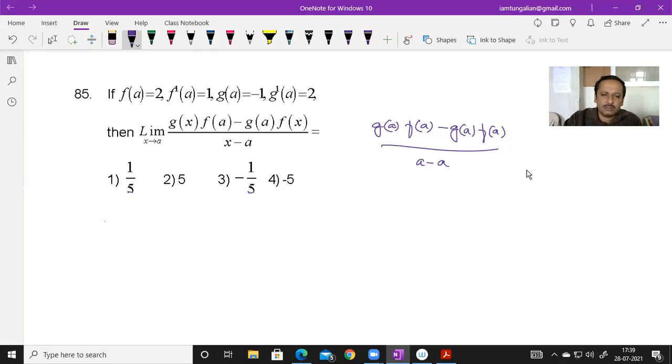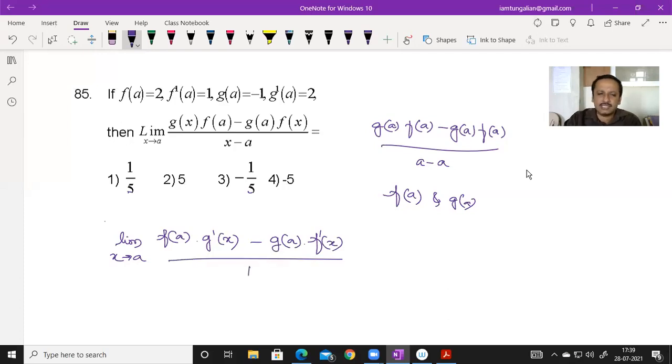So, if you are using L Hospital's rule, then this f of a and g of a are constants. F of a means the value of f of x at x is equal to a. It is a value, so it is constant. Whereas f of x, g of x, they are the functions. So this will be limit x tends to a, f of a into g dash of x minus g of a into f dash of x. Derivative of f of x is f dash of x. Divided by derivative of x minus a, which is 1. Derivative of x is 1, derivative of a is 0. Now apply the limit. You are going to get f of a into g dash of a minus g of a into f dash of a.